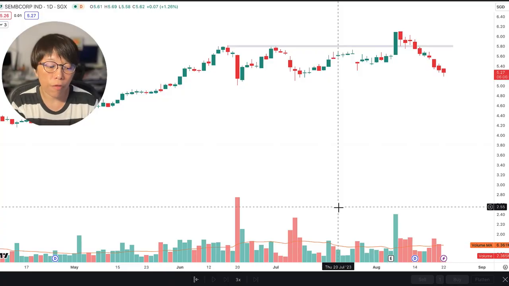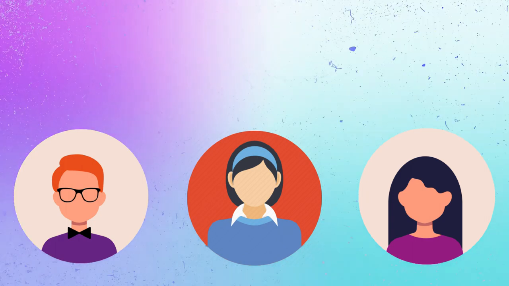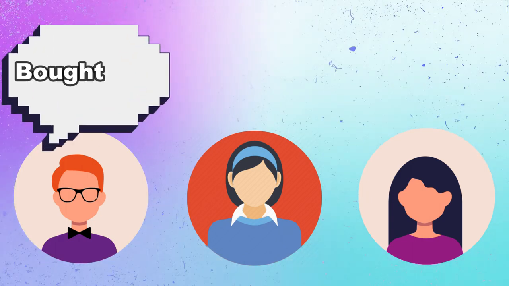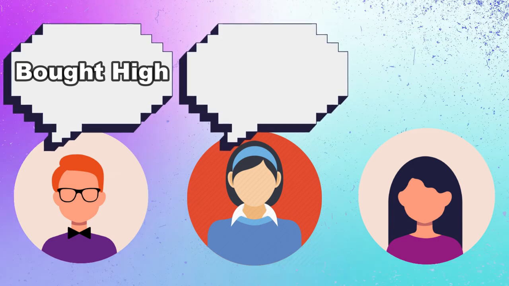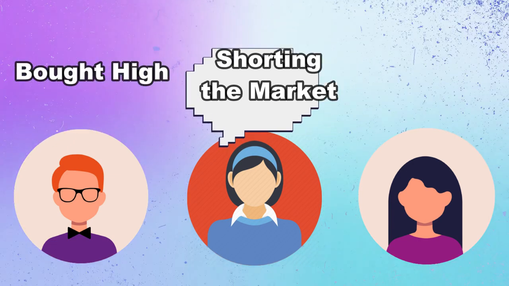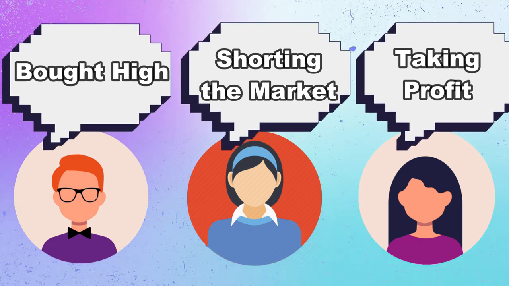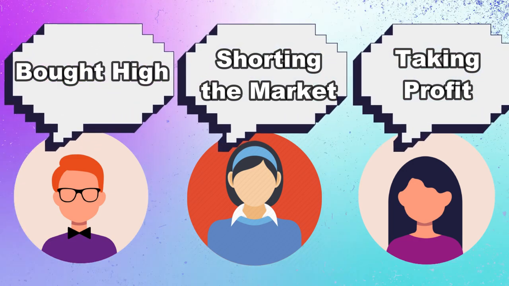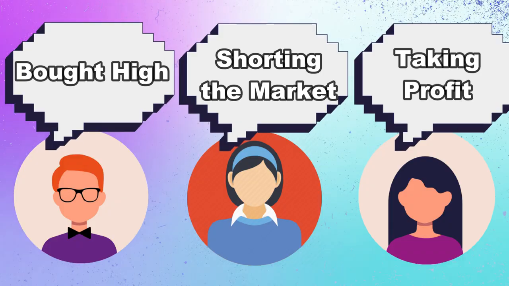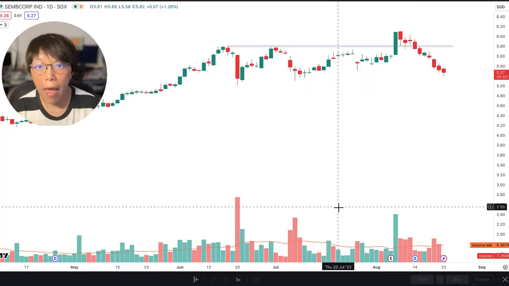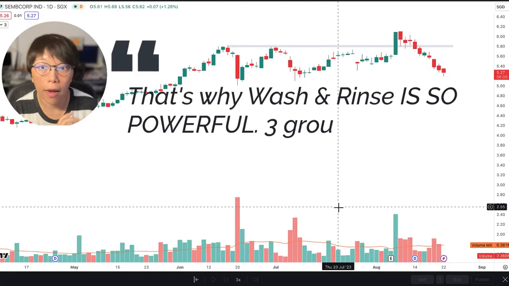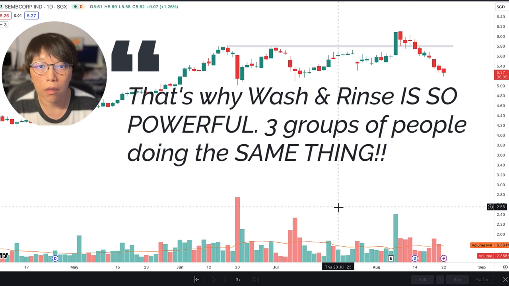So you can see there are three forces which are interacting here. People who bought high and they are looking to stop out. Now, second will be people who genuinely think that it's very high. They are shorting the market. Third, people who are taking profit. Now, even though these three groups of people have different objectives, their common action is to sell. That's the common action that they are going to do. So if you look at this, then it doesn't speak very well for SEMCOP.